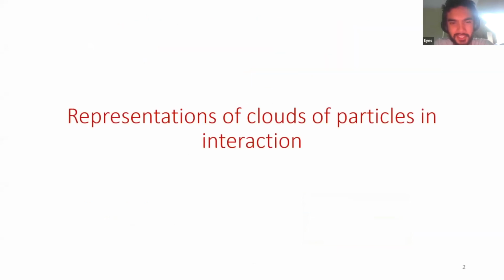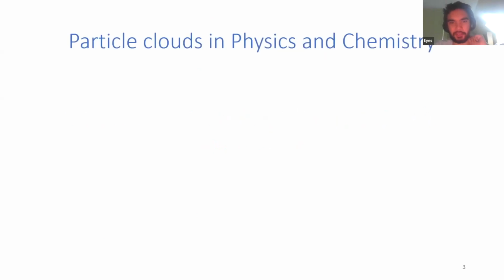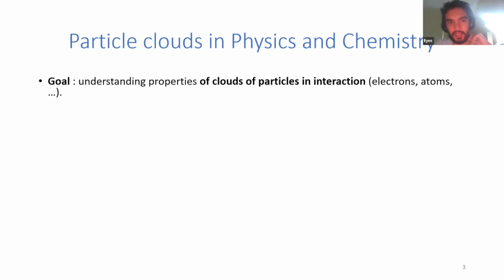So first, because this is an ML reading group, I want to have more of an ML perspective on the subject than just the chemist's. What we are really doing is actually much broader than just chemistry: finding a good representation of a cloud of particles in interaction. Particle clouds in interaction are everywhere in physics and chemistry, but even beyond. The goal is really to understand the properties of this cloud of particles. This could be electrons, or atoms in our case, but also quarks or gluons or anything you can think of.